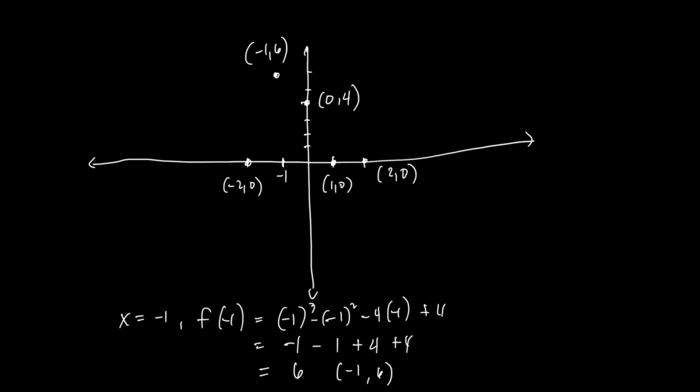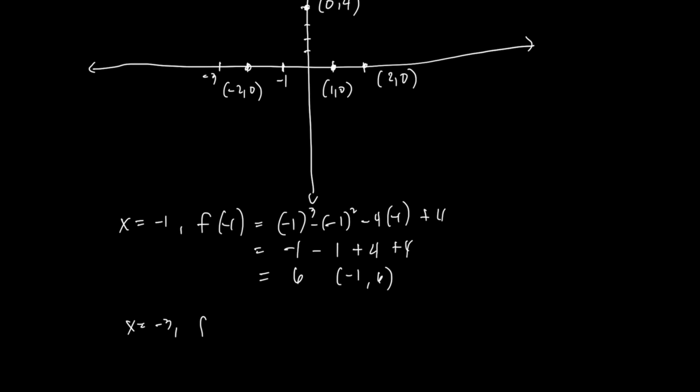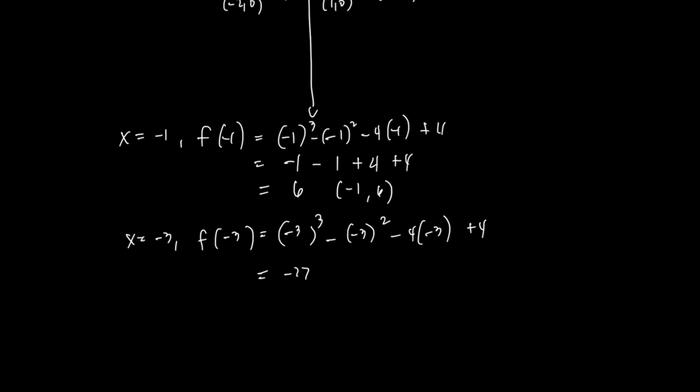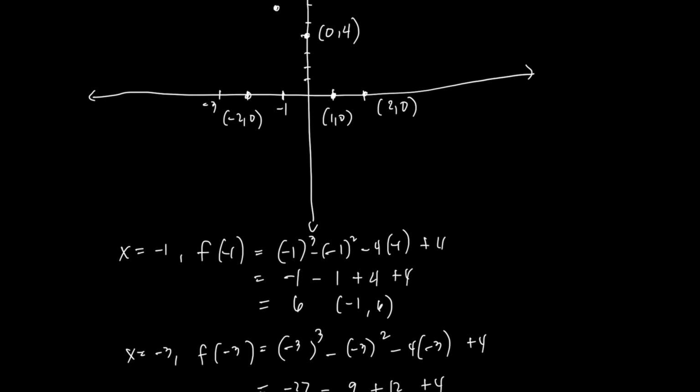The next is from this point. We can take x equal to negative 3. What is f of negative 3? That's negative 3 cubed minus negative 3 squared minus 4 times negative 3 plus 4. This is negative 27, minus 9, plus 12, plus 4, that is negative 20. So assuming this is like this, negative 3, we have negative 20. That's (-3, -20). Actually, you can connect already here.